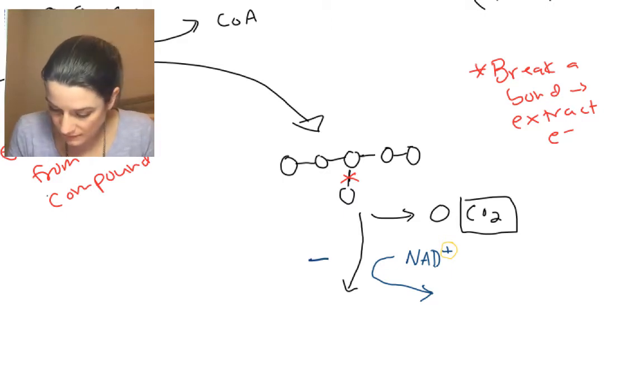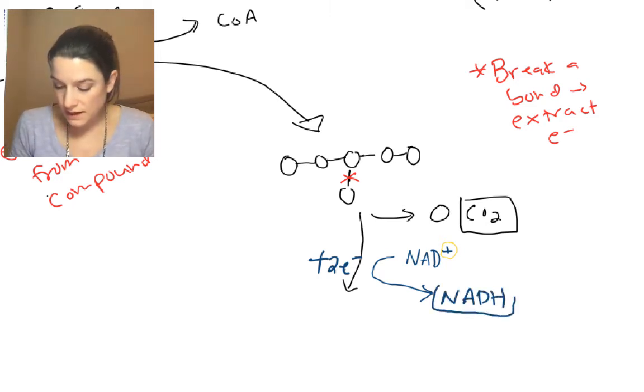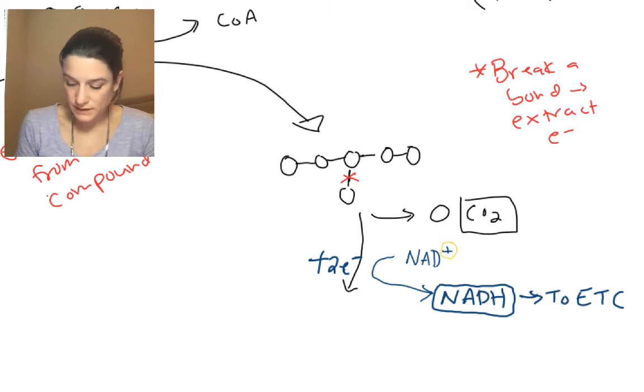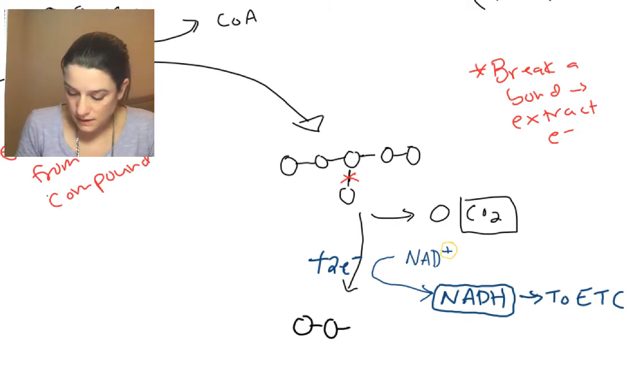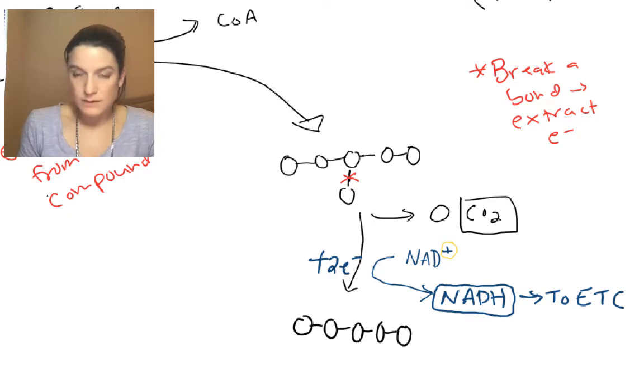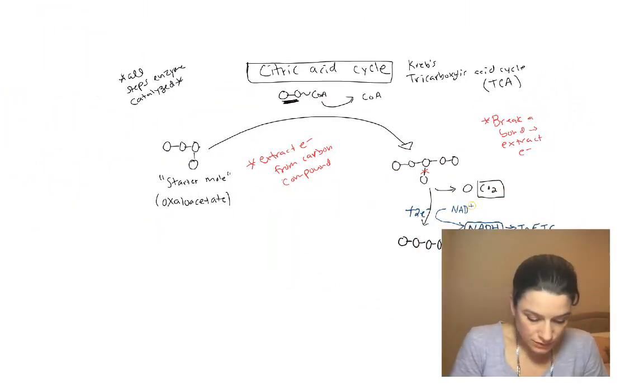Okay, so we add the electrons to that, extracting them during that bond breaking, and that makes your NADH, which is with the electrons, and that is going to go to the electron transport chain. That's the whole point here. Great. Still have some carbons left. And I'll show you this.